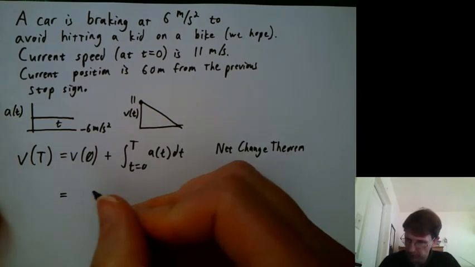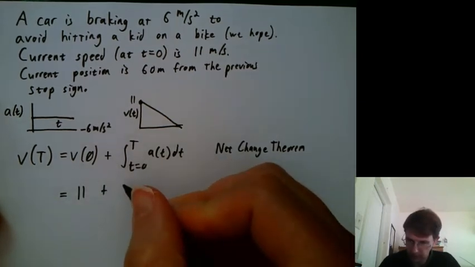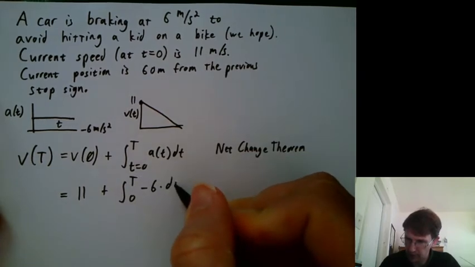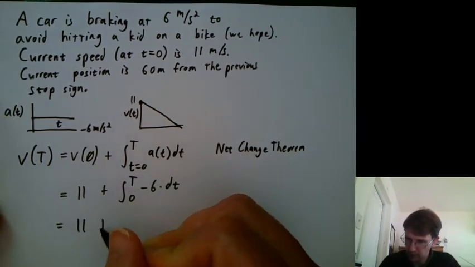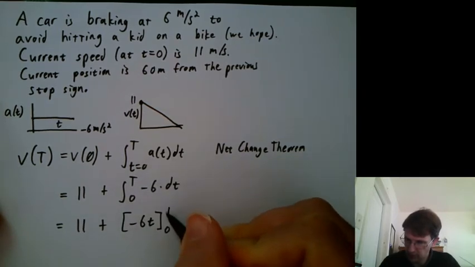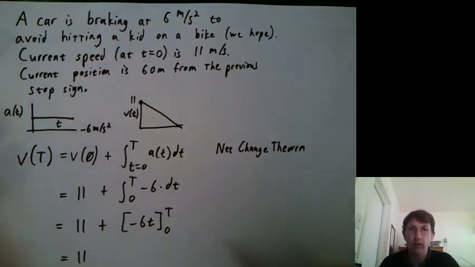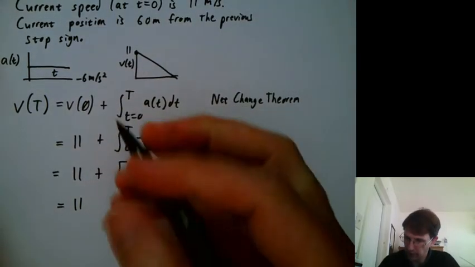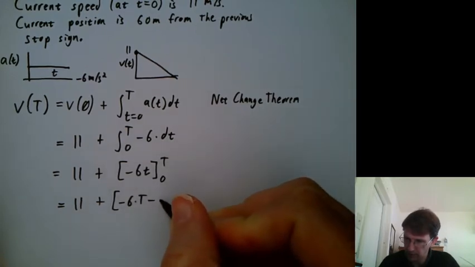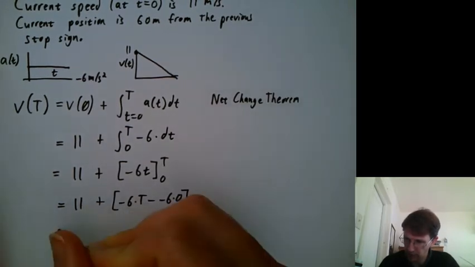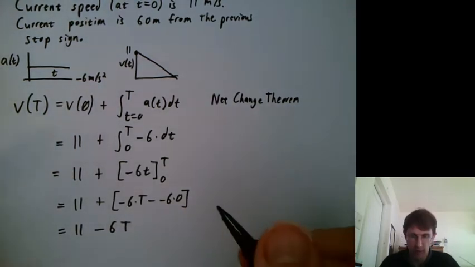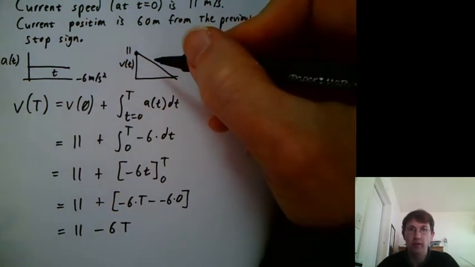And then we can replace this with what? 11 plus the integral from 0 to capital T of negative 6 dt, which is 11 plus negative 6 little t from 0 to capital T, which is 11 plus negative 6 times capital T minus negative 6 times 0, which altogether is 11 minus 6 capital T. So now we know the formula for that function.